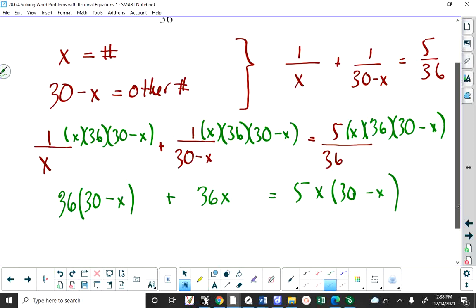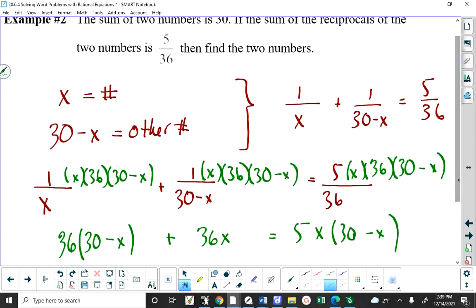I need to teach you how to set up the word problems into equations. What you would have to do here is expand out the 36 times 30 and the 36 times negative x, expand out 5x times 30 and 5x times negative x, say to yourself it's quadratic, zero the equation, and solve the quadratic equation. Okay. Later on, I will give you a solution to this because I know for some of you that's not good enough. You want to know what the answer is. Okay. But any questions with the setup here for example number 2?